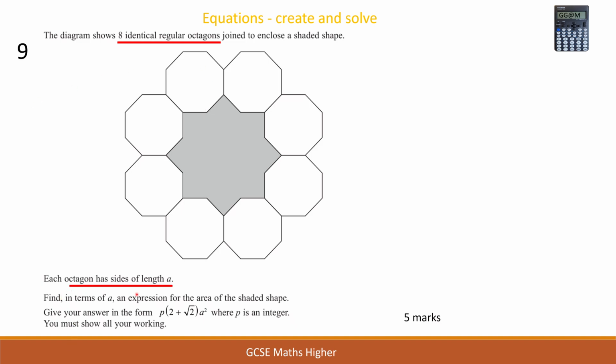Each octagon has a side of length A. And you've got to work out, in terms of A, an expression for the area of the shaded shape. So this is the shaded shape in the middle. And you've got to give your answer in the form p bracket 2 plus root 2 all times by a squared, where p is an integer, which just means a whole number. And you must show your working, and this will give you 5 marks in the exam. Press pause, have a go at thinking about it and working out the answer. Press play when you're ready to hear the answer.